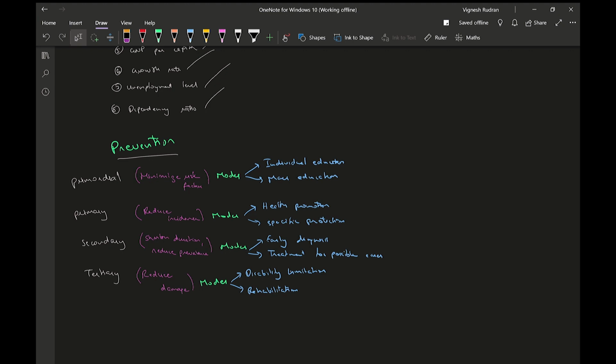And finally, I would like to finish off with disease prevention. There are four levels of disease prevention: the primordial, primary, secondary, and tertiary. We'll make it very simple to remember. Primordial is before the risk factor comes. Primary, reduce the disease. Secondary, reduce the presence of disease in that person. Tertiary is reduce the damage. I hope that helps you remember it better.